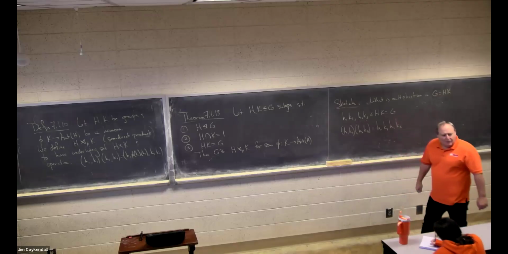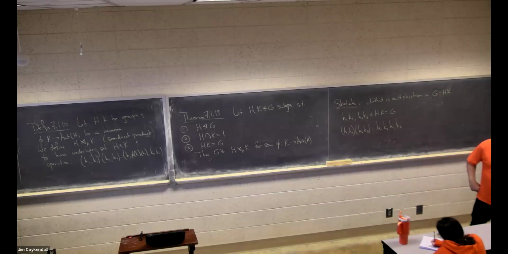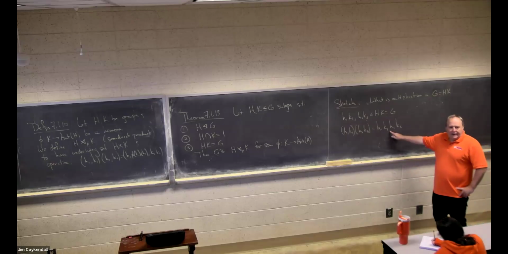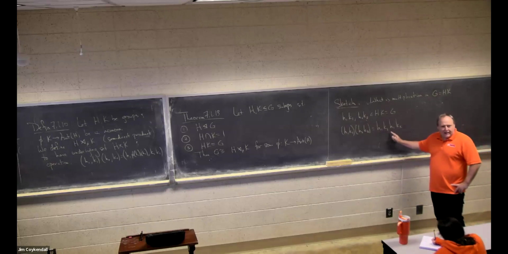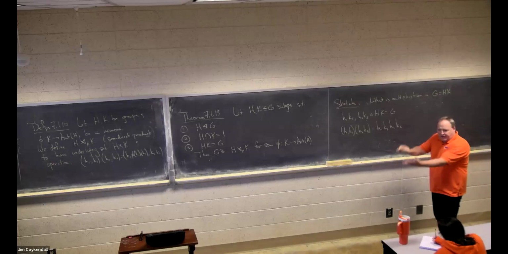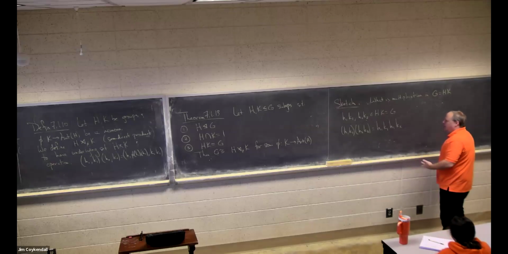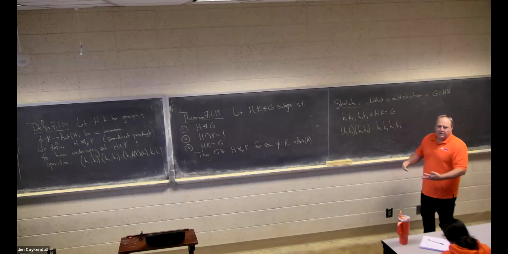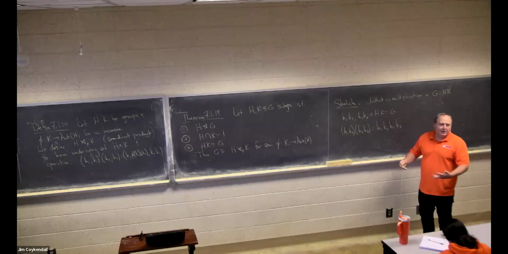And see, now I'm annoyed. The reason I'm annoyed is this does not look like an element of HK. This is a mixed bag, HKHK. I don't see a single element of H and a single element of K. Oh dear me, what will I do?